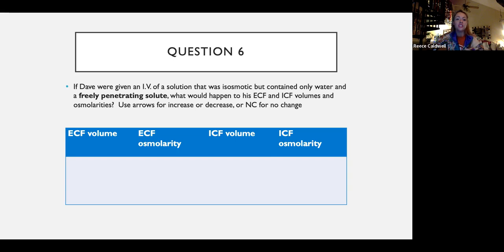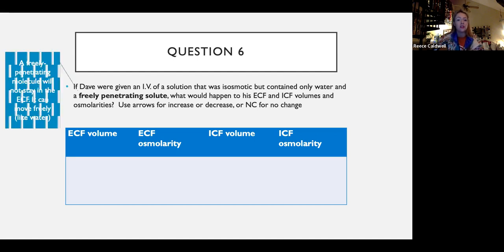Our last question is, if Dave were given an IV solution that was isosmotic but contained only water and a freely penetrating solute, what would happen to his ECF and ICF volumes and their osmolarities? So before we answer this, let's just review. A freely penetrating molecule will not stay in the ECF. It can move freely in between the ECF and the ICF, like water.